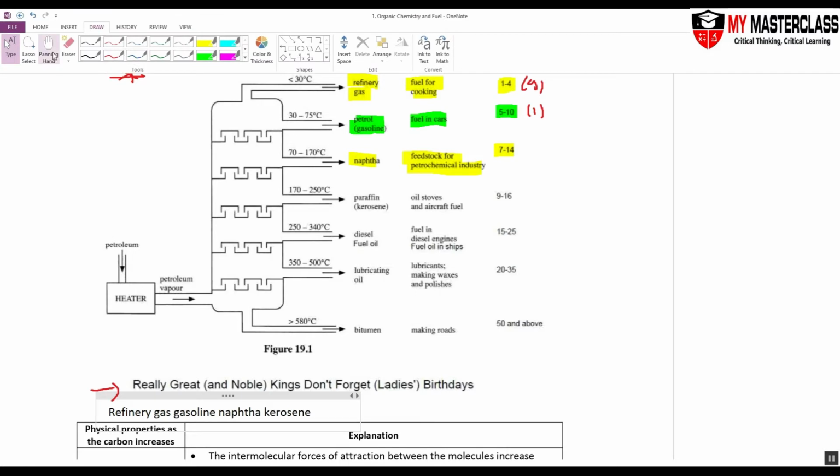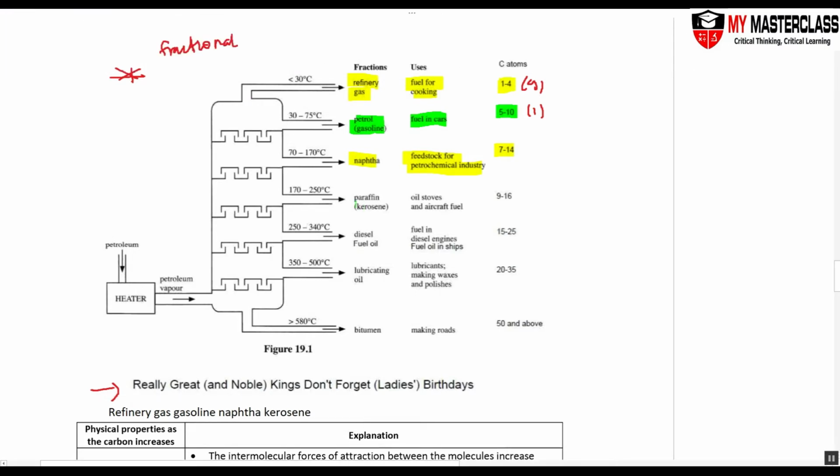Okay, kerosene, there's another name also known as paraffin. So kerosene is used in kerosene lamps as well as oil. It is the fuel that aeroplanes burn for it to move. Okay, next we have the diesel.